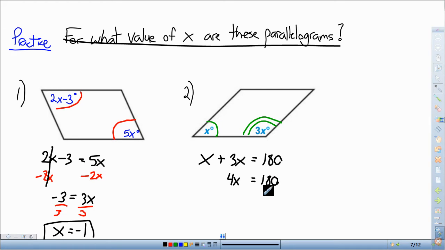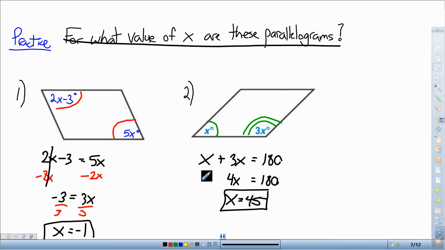And let's see, I'm going to do this in my calculator because I want to. 180 divided by 4. Looks like we're getting 45. Yep. And there it is. Again, x must equal 45 for this thing to be considered a parallelogram.